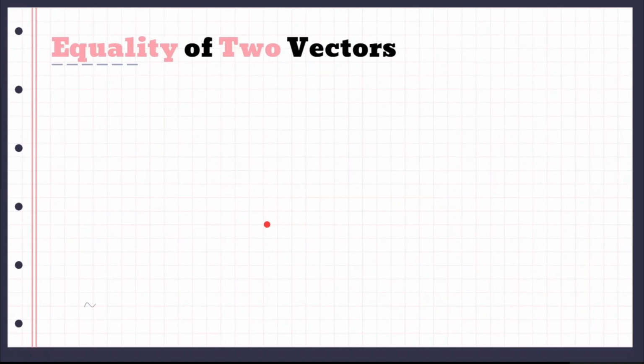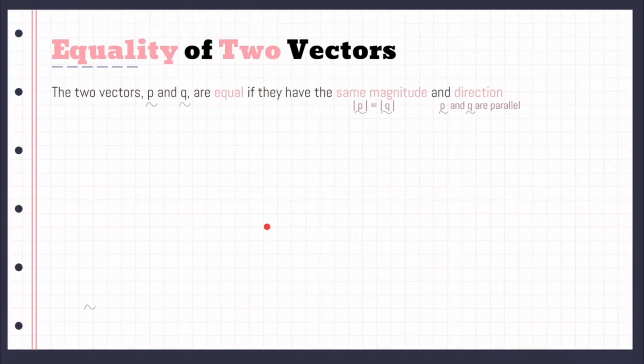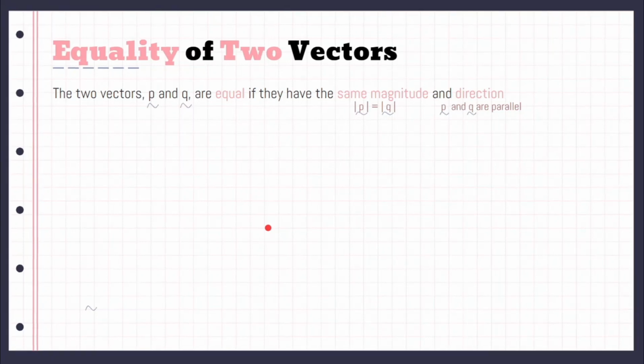Next, we are going to talk about equality of two vectors. The two vectors named P and Q with a cursive line below are equal if they have the same magnitude and direction. To recall, same magnitude means the absolute value of P and the absolute value of Q are equal, and the same direction means that P and Q are parallel to each other.